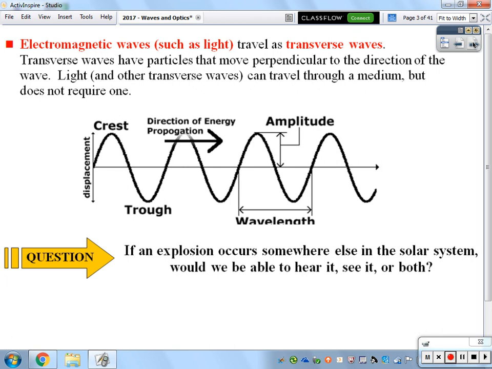So, let me give you a conceptual example of a transverse wave, not light, but something else. Let's imagine that I have a rope, as we're standing on this side of the room, and that rope is tied to a doorknob on the other side of the room. We want to send a transverse wave through that rope. So I take the rope from its rest position, lift it up, all the way down, and then back up to rest position.